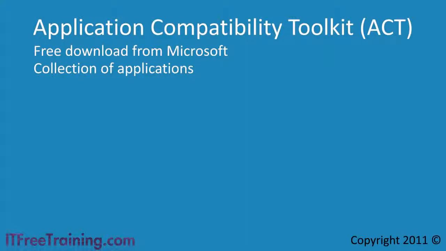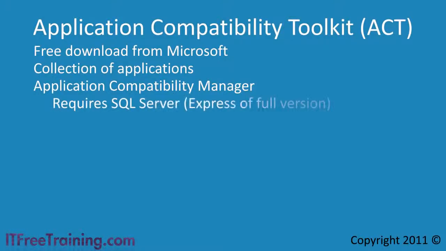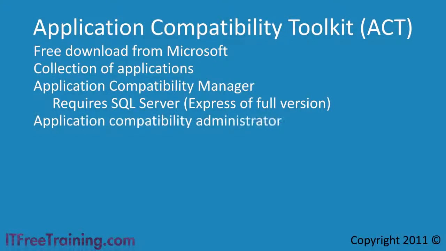The main tool included is the Application Compatibility Manager. This tool allows you to collect information from your network about what applications are running and what compatibility problems you may have when upgrading to Windows 7. This tool does require that you have either a SQL Server on your network or the SQL Express edition installed locally. The next tool is the Application Compatibility Administrator.